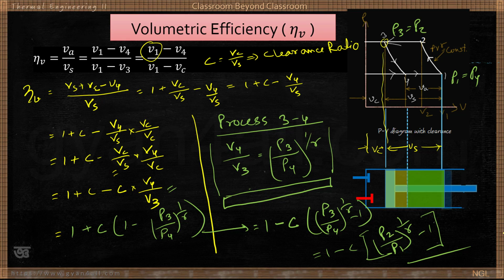So this is the final equation for volumetric efficiency of a single stage reciprocating compressor with clearance volume, where C is the clearance ratio, VC divided by VS, that means clearance volume divided by swept volume. So ultimately we get volumetric efficiency equal to 1 minus C times P2 divided by P1 all to the power 1 by gamma minus 1.